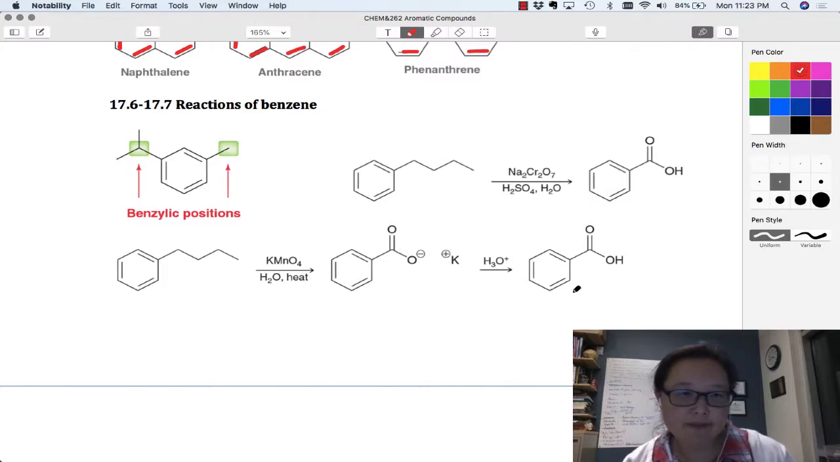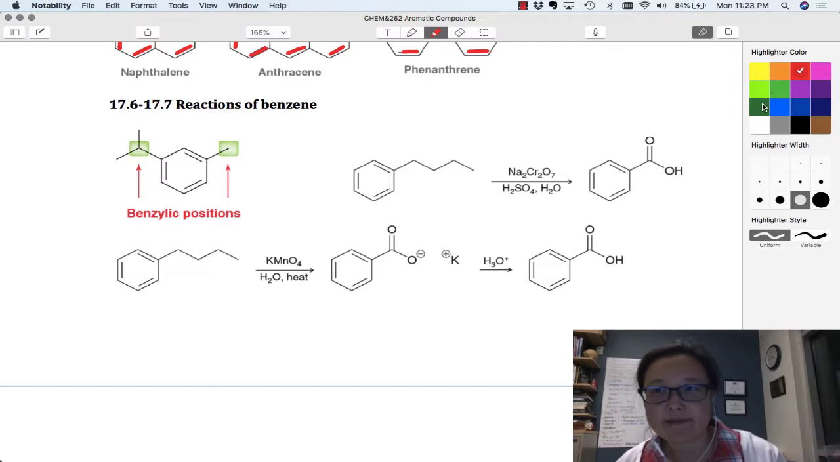All right, so a couple of important reactions with benzene. Let's just start off with some oxidations. The most vulnerable part of the benzene is actually the benzylic position. You see it's not the benzene itself, but one position just off of the benzene, so right here. These benzylic positions are susceptible to oxidation.